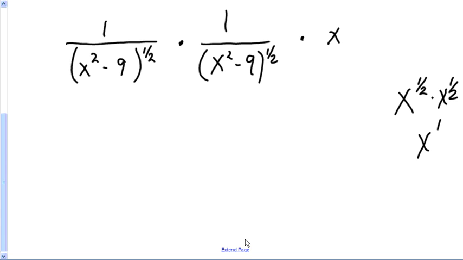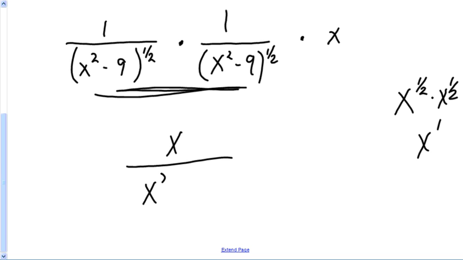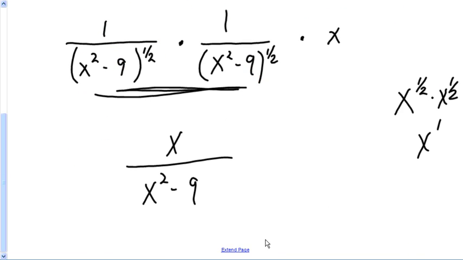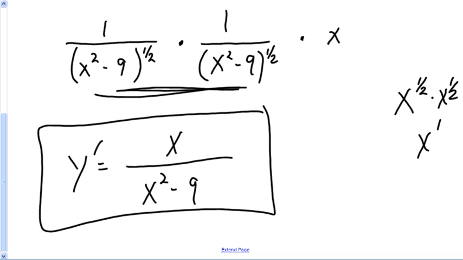So when you multiply these two guys on the bottom, you end up with x over x squared minus 9. I can't remember what we started with. Was it a y maybe? A y, sure. Why not? y prime, my first derivative, is that. Bam, and I am finished.